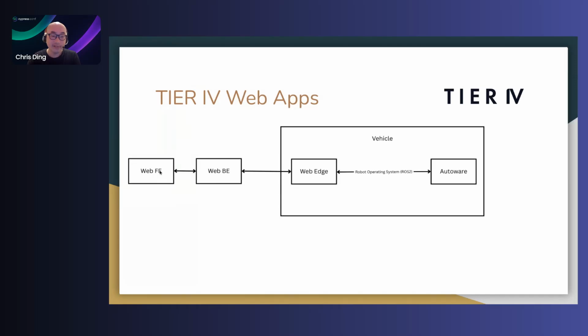There's the web front end, which communicates to the web backend as normal. But there's also the web edge. The web edge is not on the cloud. It runs on the vehicle. It's an AWS IoT service that runs on the vehicle, and it communicates with Autoware via the robot operating system, ROS2. It also communicates with the web backend. So it's just a middleman between Autoware and the web backend, so that they can communicate with each other.